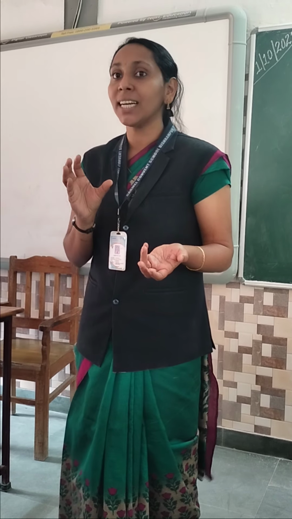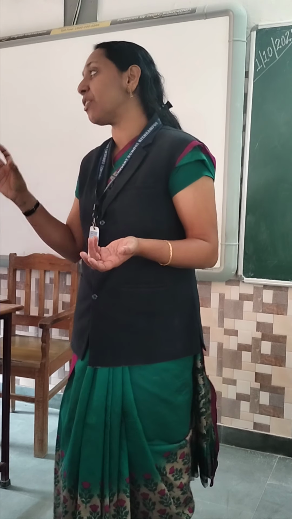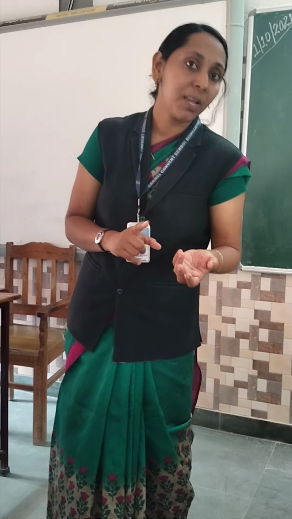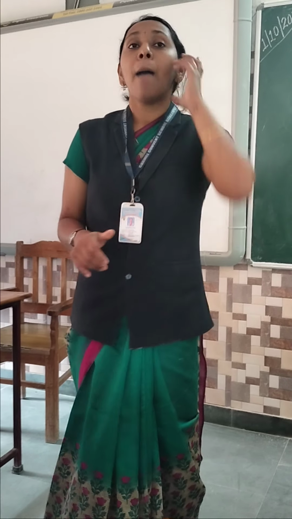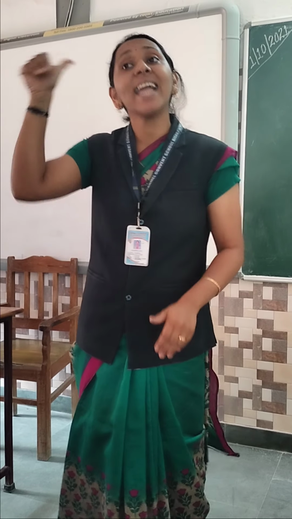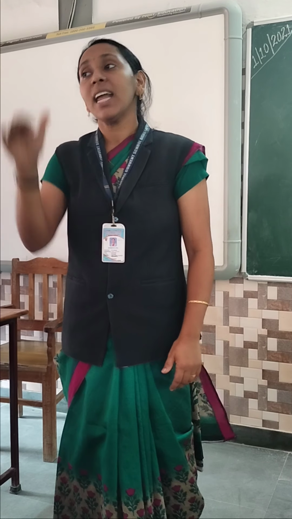M is the magnetic dipole moment, B is the magnetic field, and cross means mB sin theta. Clear? Next is to find out the direction. The magnetic field direction we find using the right hand screw rule. But in the case of torque, we find the direction using the right hand rule. The difference is that in the right hand rule, the thumb is the direction of magnetic field and the fingers are the direction of current.